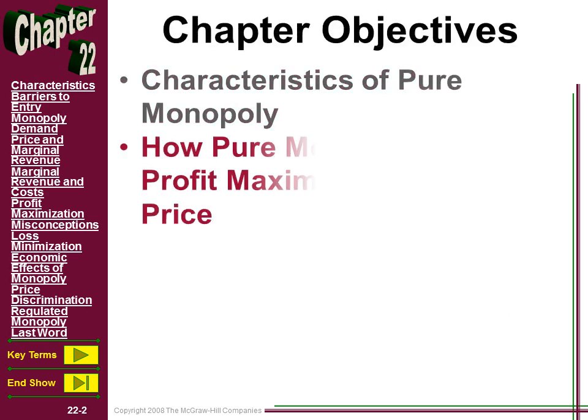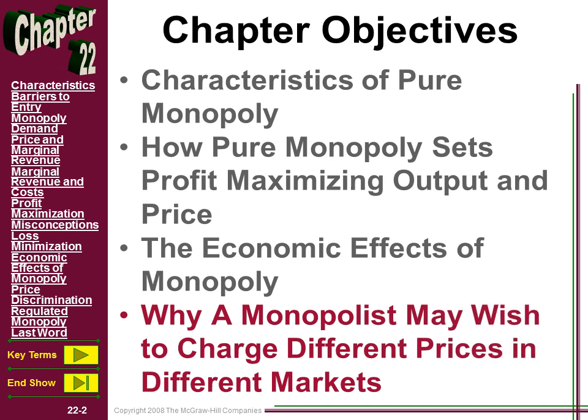Let's talk about the chapter objectives for this particular area of study. First, the characteristics of a pure monopoly. In other words, what makes this firm a monopoly? And they're pretty simple. A monopoly is an industry dominated by one big player. They're producing a product for which there's no close substitutes and significant demand. More about that in a moment, but those are the big ideas.